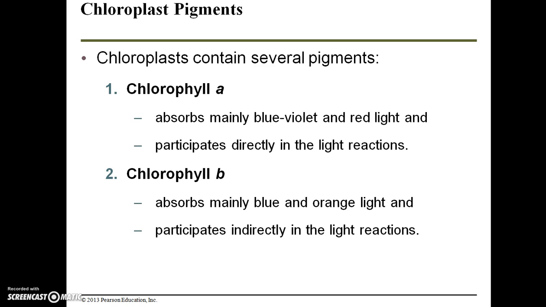Okay, so a little bit more about chloroplast pigments. Chloroplasts contain several different pigments. There's not just one type of pigment, there are several. Two of the most common are the chlorophylls A and B. Chlorophyll A mainly absorbs blue, violet, and red light and participates directly in the light reactions. And chlorophyll B absorbs mainly blue and orange light and participates indirectly in the light reactions.